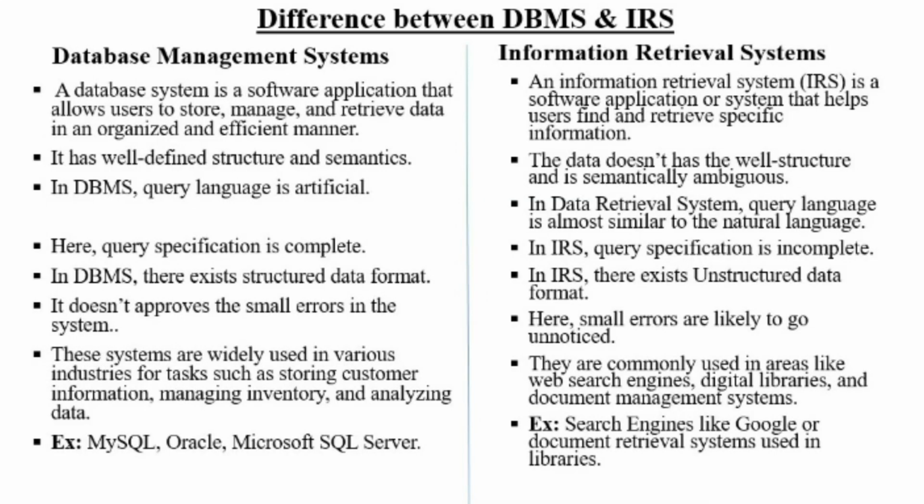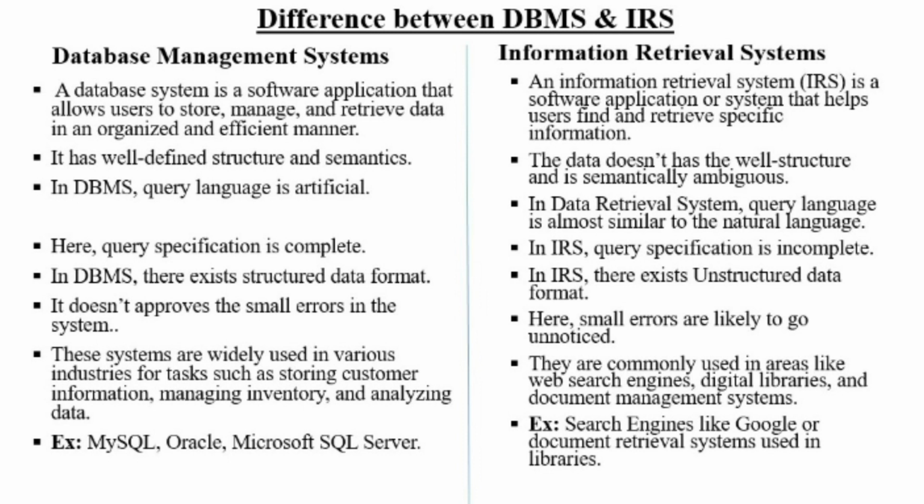Now let us also discuss the important topic, that is difference between the database system and the information retrieval system. So now let us discuss the key differences between database management system and information retrieval system. So when it comes to the definition, the database management system is a software application that allows the users to store, manage, and retrieve the data in an organized and efficient manner. Whereas the information retrieval system helps the users to find and retrieve the specific information.